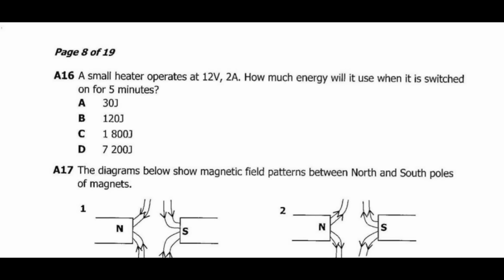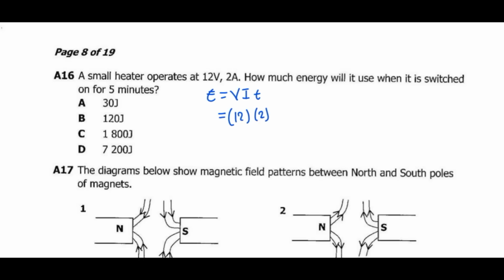Number 16. A small heater operates at 12 volts, 2 amps. How much energy will it use when it is switched on for 5 minutes? So how do we calculate the energy consumption or energy dissipated? Energy is equal to voltage times the current multiplied by time, which is the same as energy is equal to voltage times the charge. Now we use this since we have this. The voltage is given as 12, current is 2.